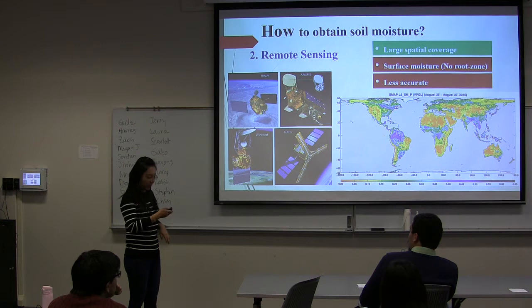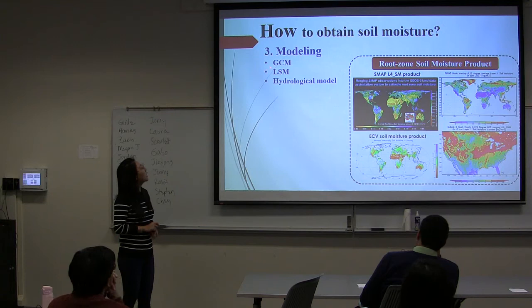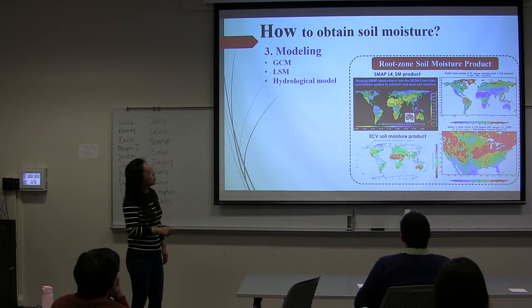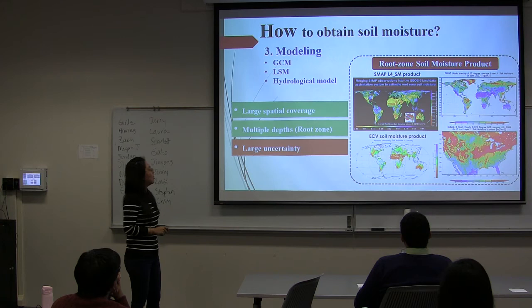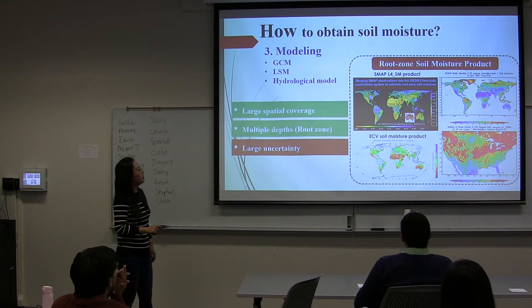So finally, the third method for soil moisture measurement is from modeling. Currently, we have multiple models like global climate models, land surface models, and hydrological models that can provide soil moisture simulation at different depths. So this map shows the results from different model simulations. Generally, we can see it has the same feature as the remote sensing data, that it provides very continuous, large-coverage data of soil moisture and can also give you soil moisture simulation at user-defined depths. So we can have root-zone soil moisture from modeling results.